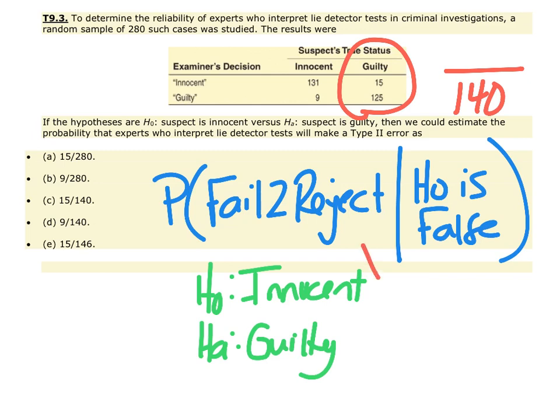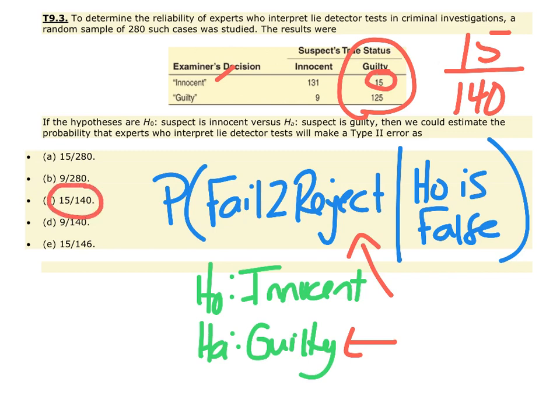In this case, we're going to basically fail to reject, so if we fail to reject it, then we're going to come back and say we can't go for guilty. We would have to say innocent, so they actually mean the 15 in this case. So it is the 15 out of 140 is the actual correct answer for this.